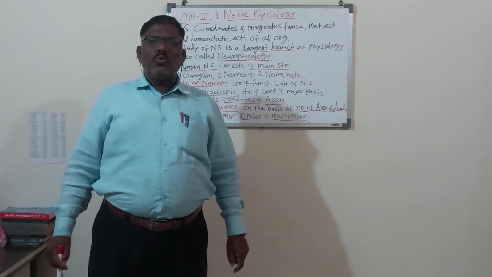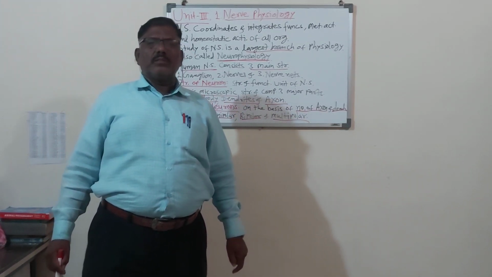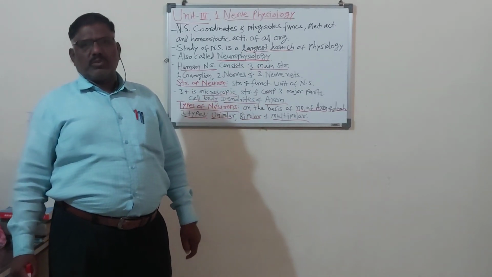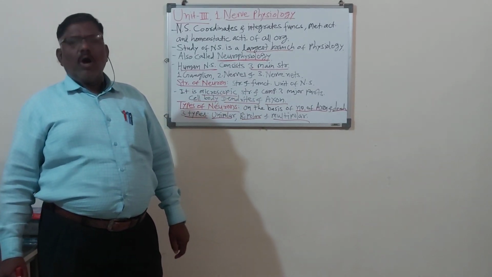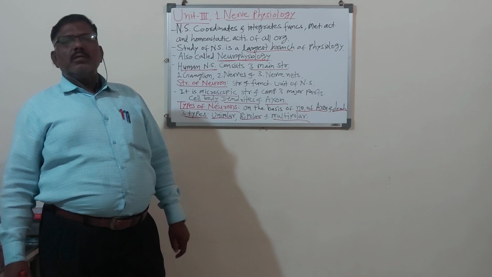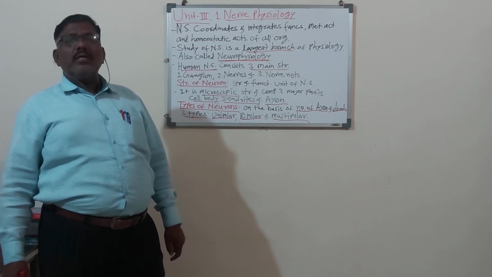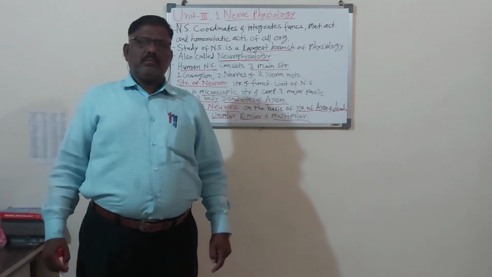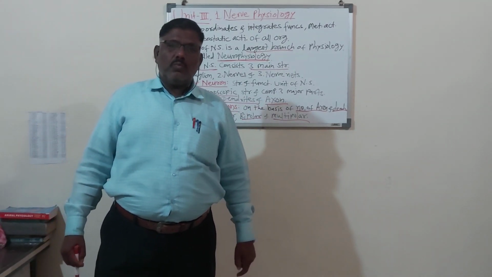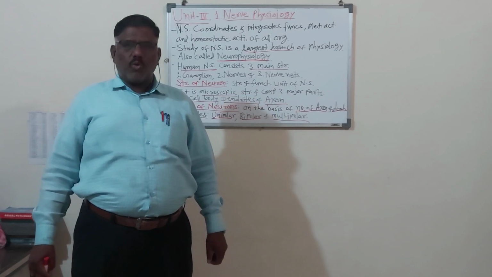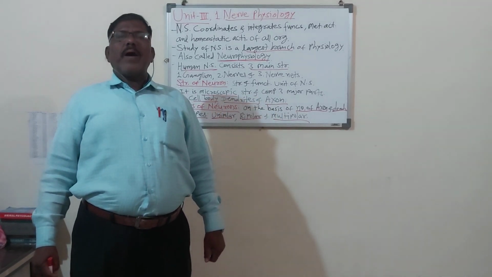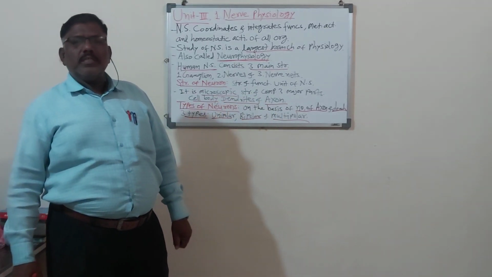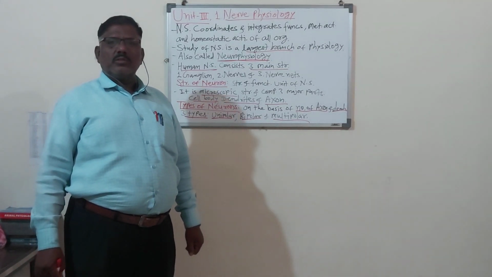So, neurons are of three types on the basis of the number of axons and dendrites. Neurons are classified in three types. One is the unipolar neuron, second is the bipolar neuron, third is the multipolar neuron.